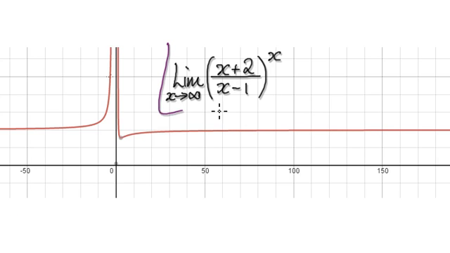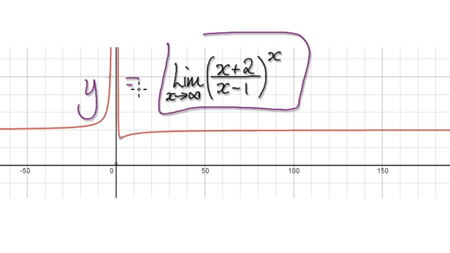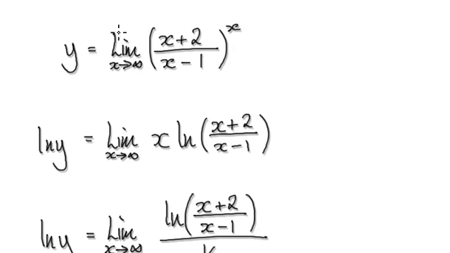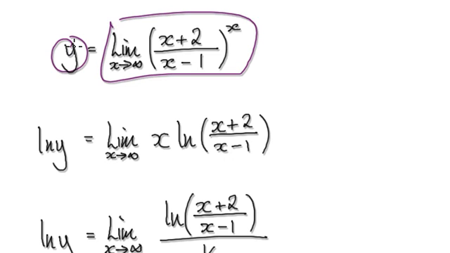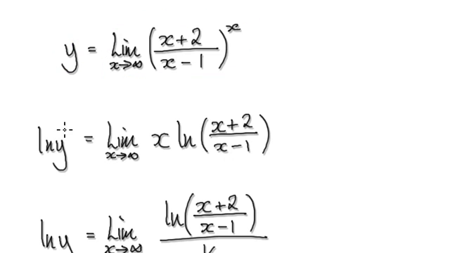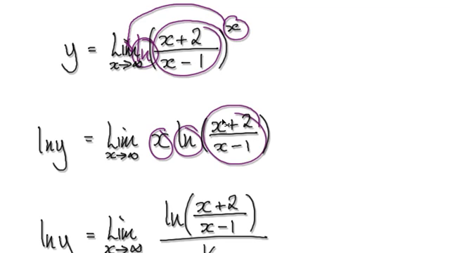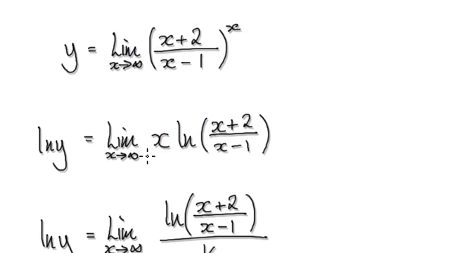Okay, so to do this, let's just say this whole limit here is y. So now log equally to both sides. So when you log this, the x will come down, which will give you this. You've got your natural log here, and whatever here, and you've got your whatever here. So now let's test it.